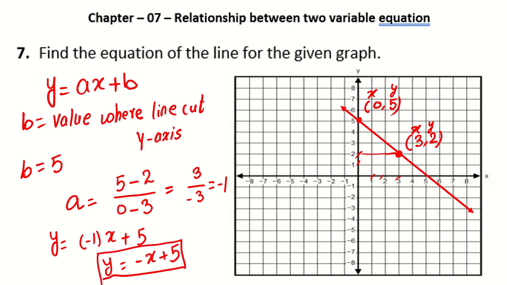Again I will tell you the method. First you find the value of b. How? Just see where the line is cutting the y-axis. Whatever it is cutting on the y-axis, that will be the value of b. And how will you find the value of a? Just consider 2 points on the line, for your comfort, and write the coordinates. Then in the numerator you will write value of y minus value of y, divided by the value of x in the first coordinate minus the value of x in the second coordinate.